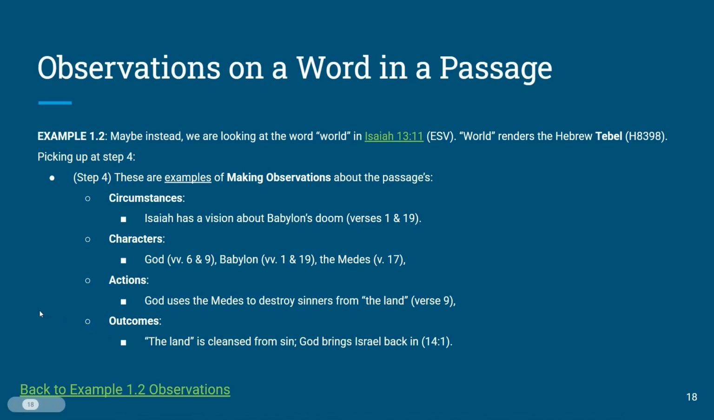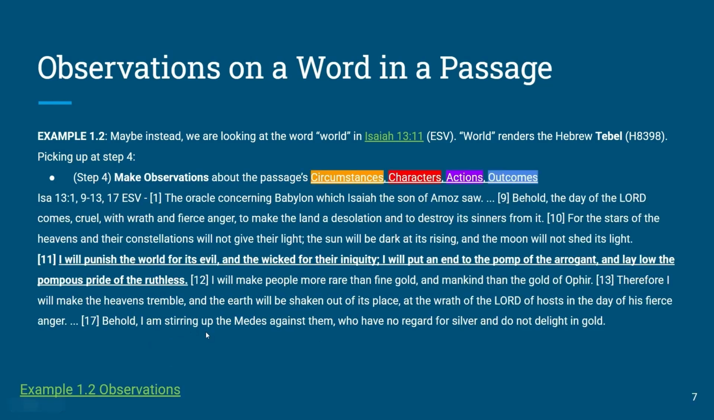In the category of circumstances, we can see that this chapter starts with a message in verse 1. Isaiah has a vision. And in verse 19 actually, we can see that it's a vision about Babylon's doom. In terms of characters, we can see that clearly God is a character in this. Babylon is a character. The Medes are a character. And there are other characters that we could mention as well. For instance, sinners in verse 11, I believe. Yes, there are other characters.